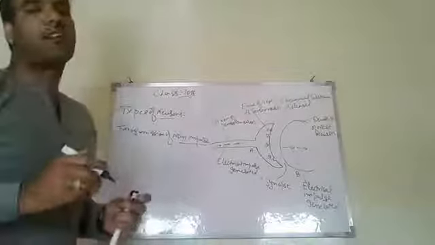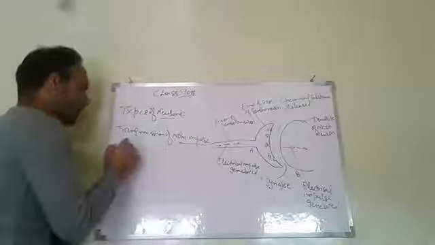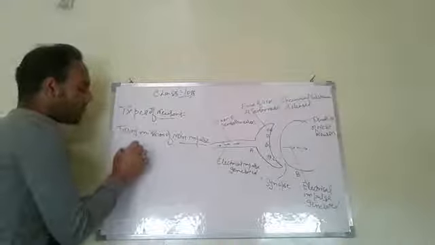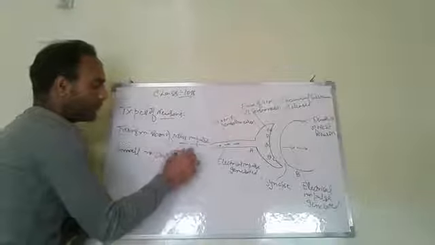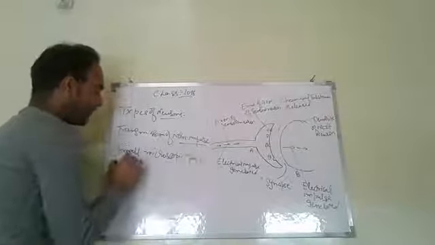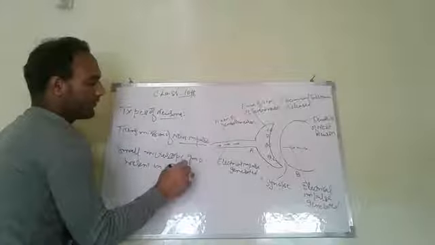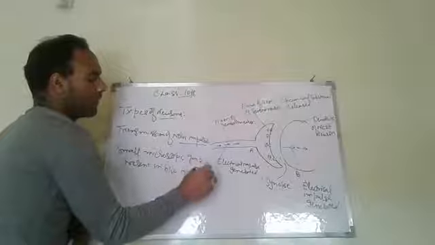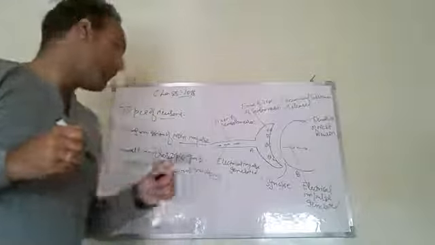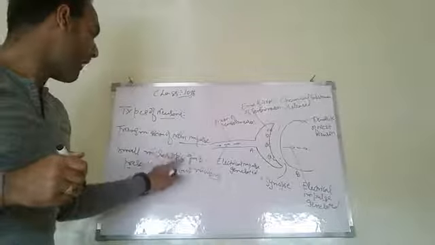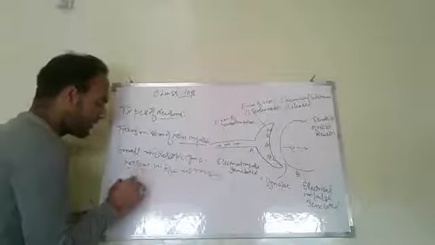These neurons are not connected to each other. They are not placed end to end. There is always a small microscopic gap present in between two neurons. That gap is called a synapse.